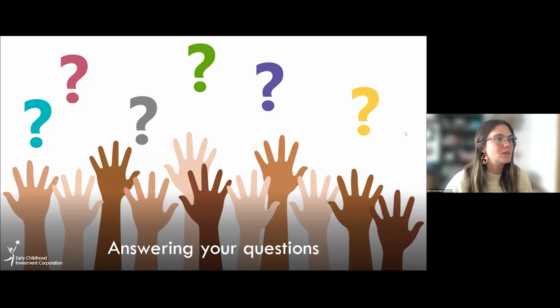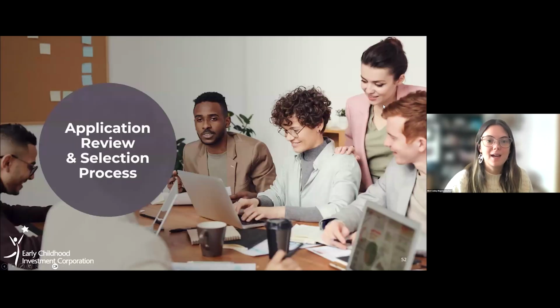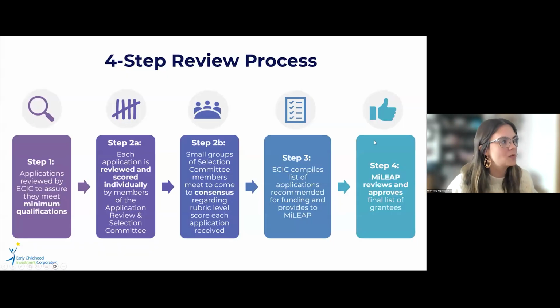All right, moving right along. And I have the privilege of talking all things application review and selection. So you're probably wondering, what does that process look like? How does ECIC work when it comes to application review and selection? So we have and engage a 4-step review process. And I'm going to talk a little bit about each of those steps so you know where your application will be in each step.